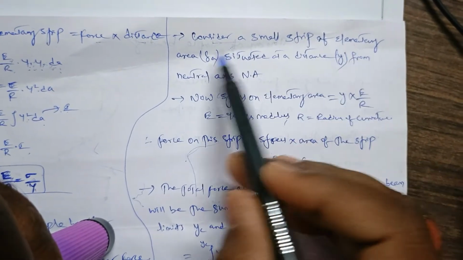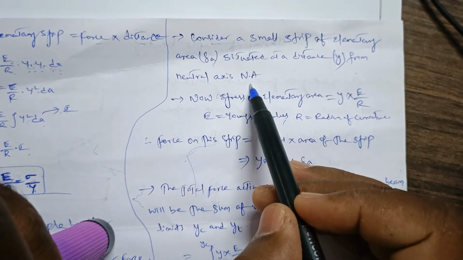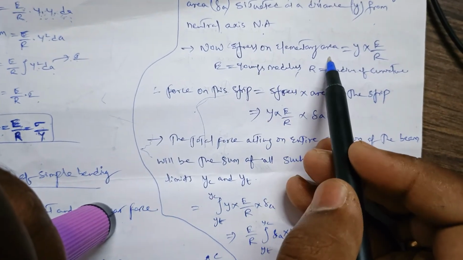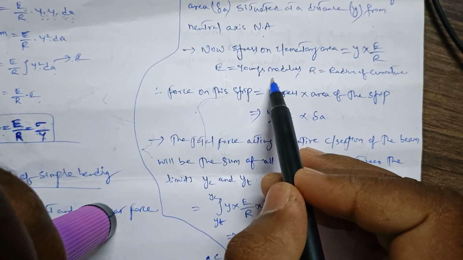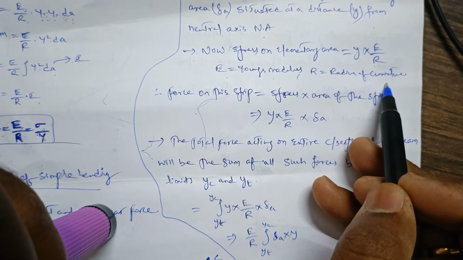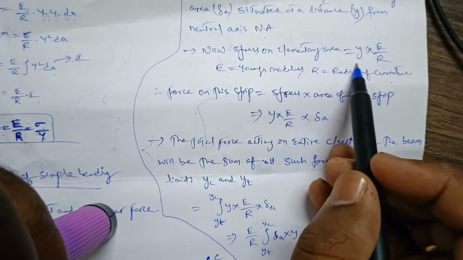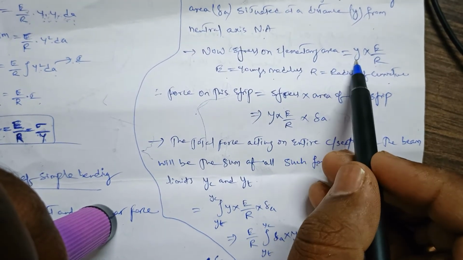Consider a small strip of elementary area sigma a situated at a distance y from the neutral axis NA. So this is known as sigma a, and it is at a distance y from the neutral axis. Now the stress on the elementary area is equal to y into E by r, where E is Young's modulus and r is the radius of curvature in mm. Young's modulus will be in Newton per mm square. So the stress in the elementary area is y into E by r.